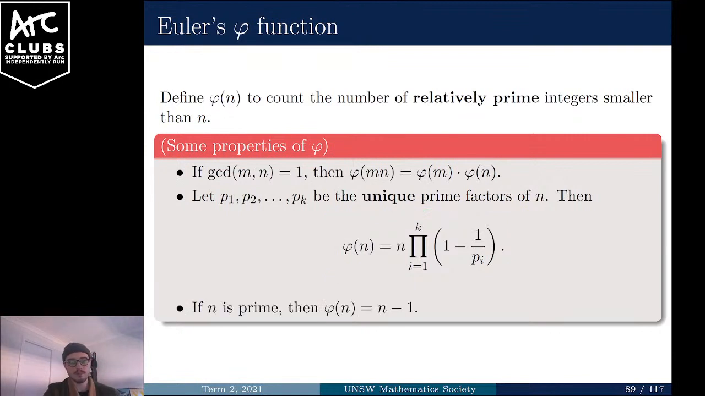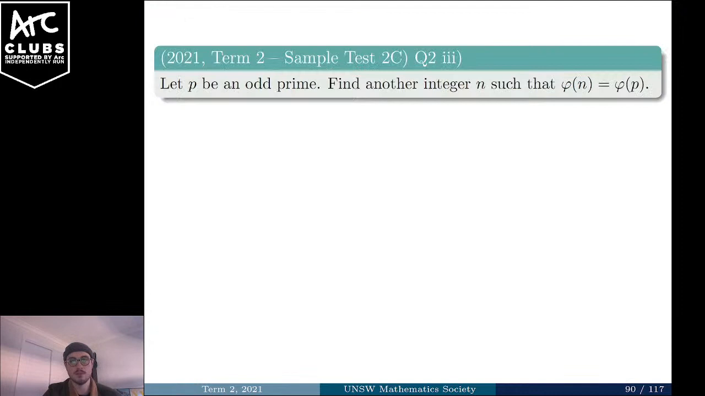Cool. And then we have this last property, which is what I was alluding to before when I was saying that Fermat's little theorem was a special case of a more general result. This is how we get that special case, because it says if n is prime, then the phi function is just n minus 1. Great. Okay, cool. Let's check how we're going.